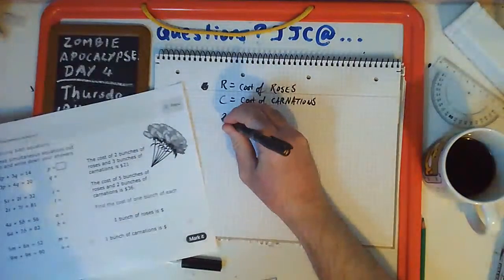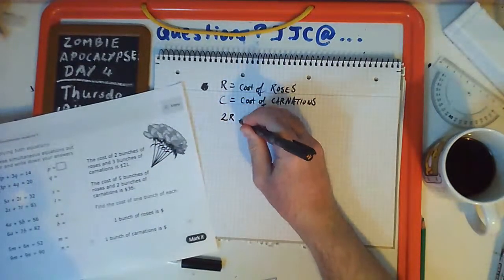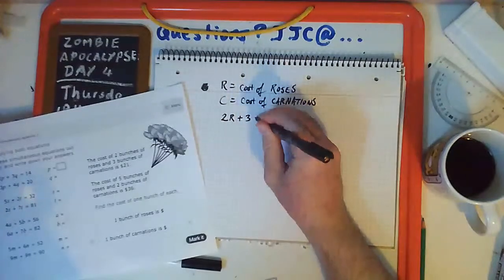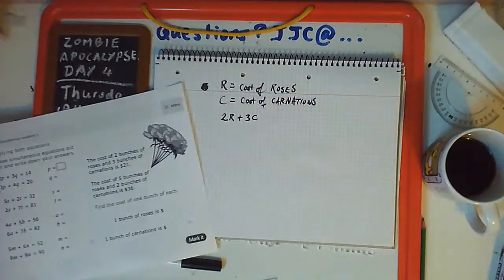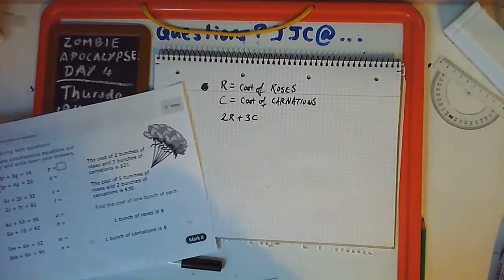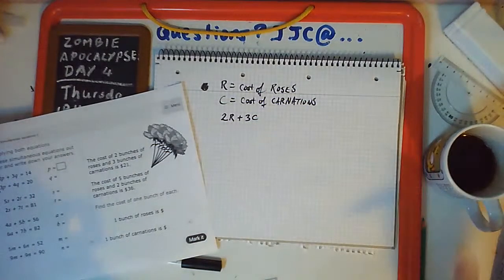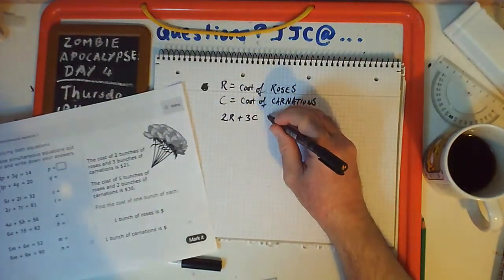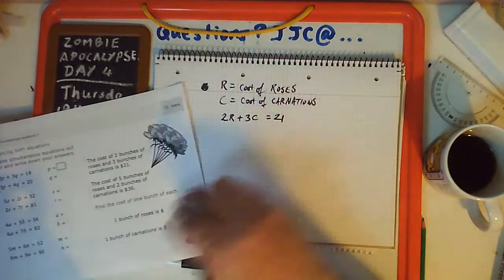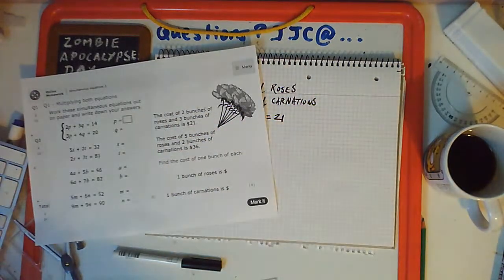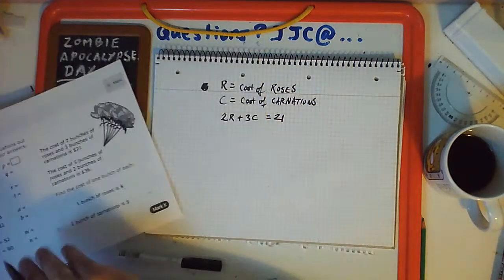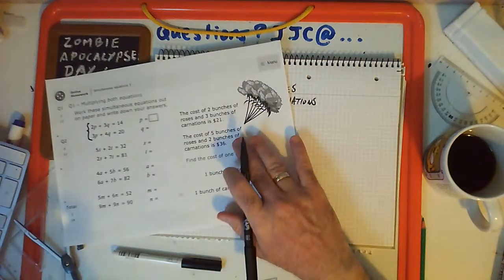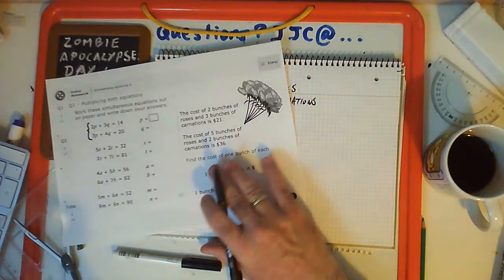So 2 roses plus 3, excuse me, that's what happens when you're talking for an hour. 2R plus 3C equals 21 is saying 2 bunches of roses and 3 carnations, 21. 5 bunches of roses and 2 bunches of carnations is 36.